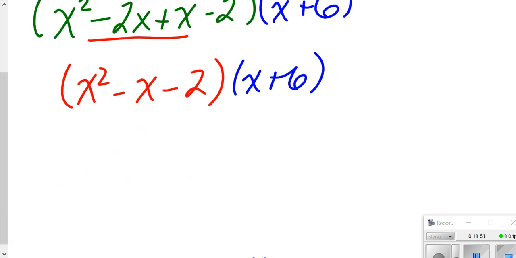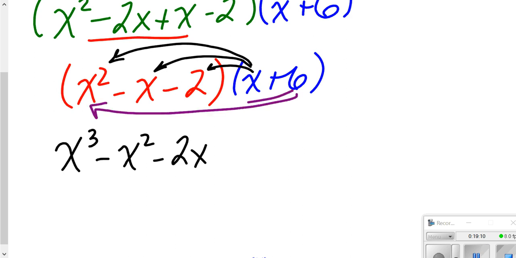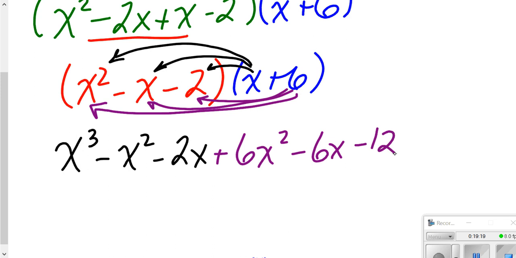Okay, I like to take the thing that has fewer terms and distribute that. I think that's easier to think about. So I'm going to take this x and multiply by each piece of the red. And then I'm going to take the 6 and multiply that 6 times each piece of the red. Then I'm going to take this line that is written in black and in purple and look and see if I have any like terms to combine.